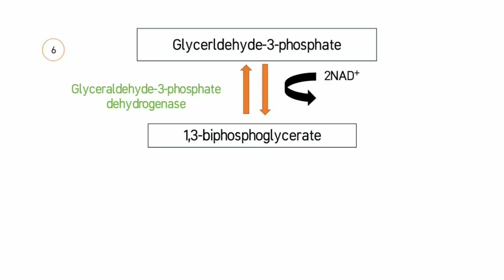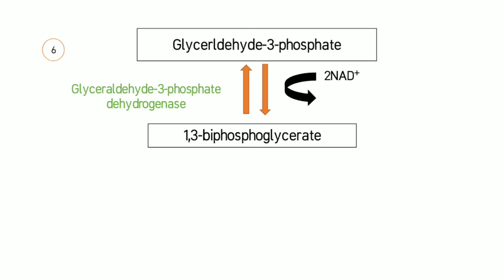Okay, so moving on to the 6th step. Glyceraldehyde 3-phosphate is oxidized by the coenzyme nicotinamide adenine dinucleotide, known as NAD. The enzyme that catalyzes this reaction is known as glyceraldehyde 3-phosphate dehydrogenase, or GAPDH.